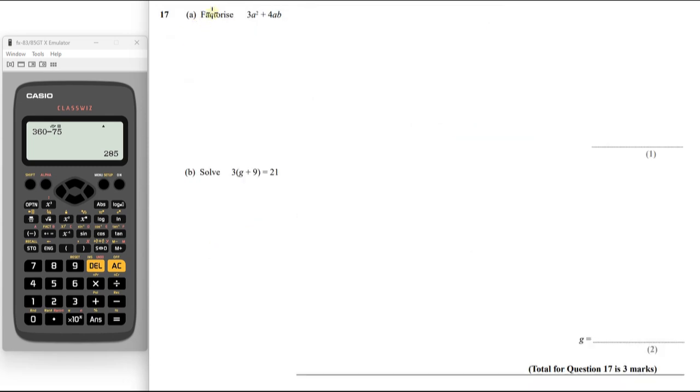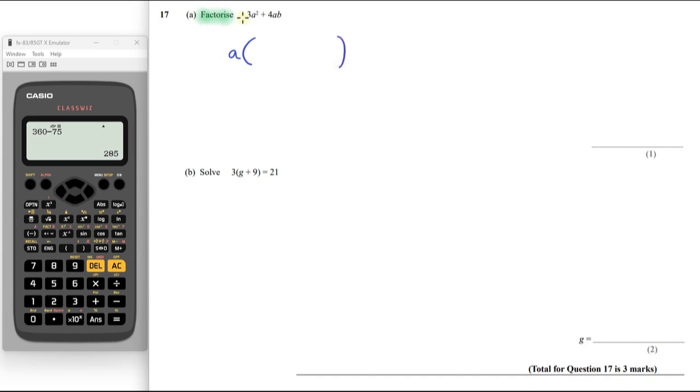Question 17, part A, we need to factorise this expression. So let's think first of all about the numbers. We've got 3 and 4. Now the highest common factor of 3 and 4 is 1, so we can't factor out any numbers. So let's turn our attention to the variables. We've got an a squared in this term and just an a in this term, so we can factor out an a. And that's all we can factor out because we don't have any b's in this term. So all we can factor out is an a.